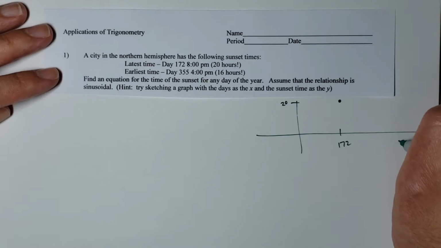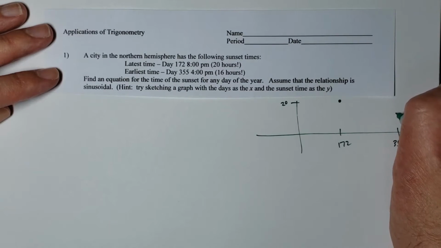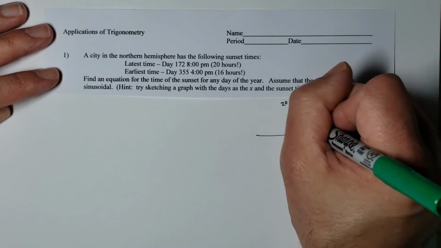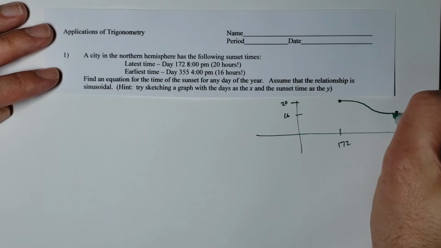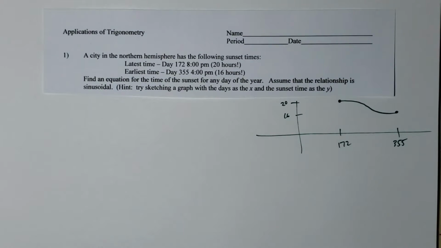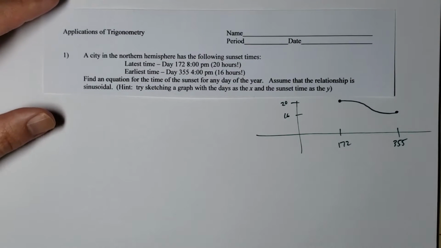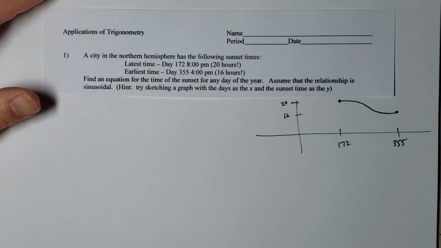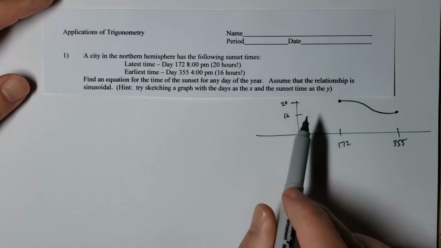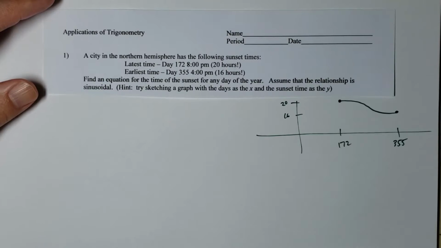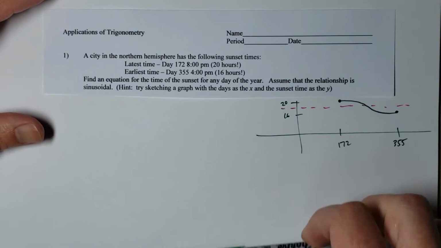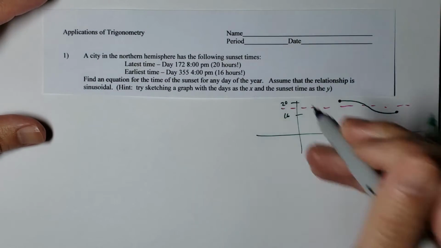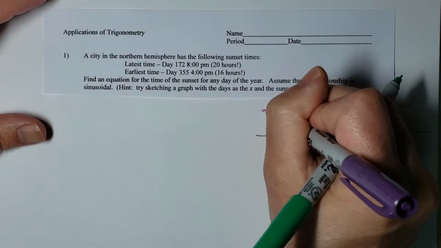And then at 355, we are back down to our minimum, which is 16. And so our sinusoid is going to look like that. Okay, so is that enough for us to get all the information? Well, let's find out. We know that if the maximum is 20 and the minimum is 16, there is some midline that goes through the middle of those. Hopefully you can recognize that that's going to be at 18.